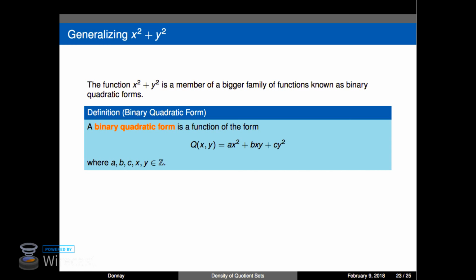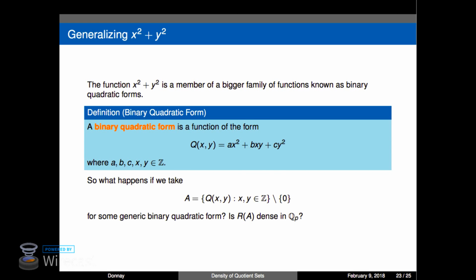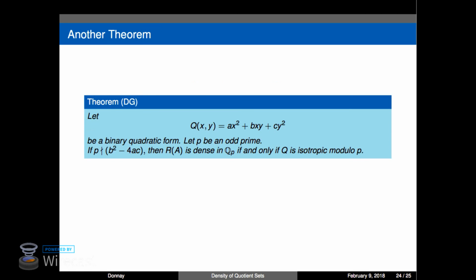So to generalize the result we saw on the previous screen, we would want to know what happens if we made fractions out of the numbers that get spit out by binary quadratic forms in general. Is that set going to be dense in the p-adic numbers? Will the fraction factories still be able to help the aliens? And the answer, as it turns out, is sometimes.